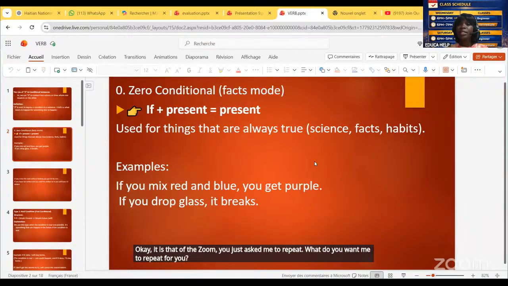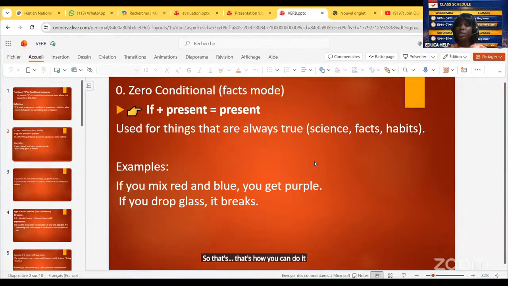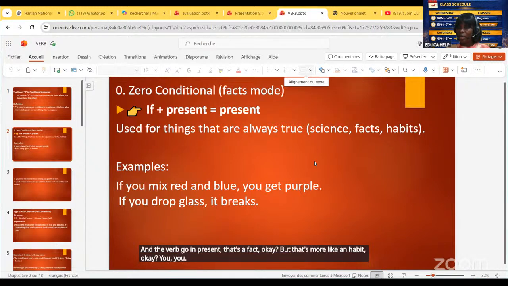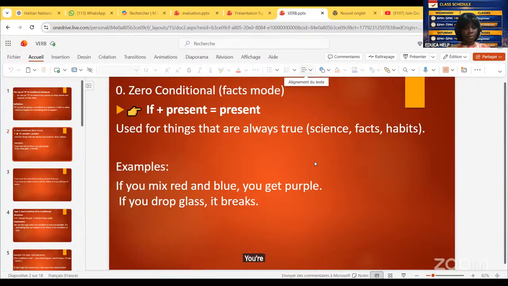So that's how you can do it, okay, Adelson? Because we're keeping it simple. If I am sick, the verb to be in the present, I don't go to school, and the verb go in the present. That's a fact, okay? But that's more like a habit. The sentence is great, but that's more like a habit because other people might be sick and still go to school, but you're talking more personally.